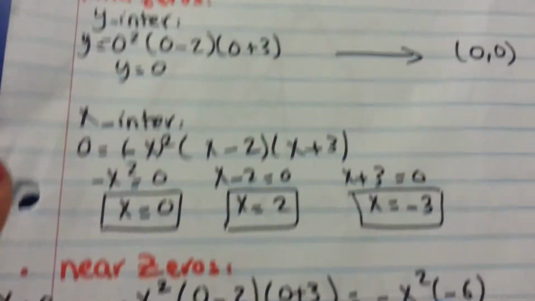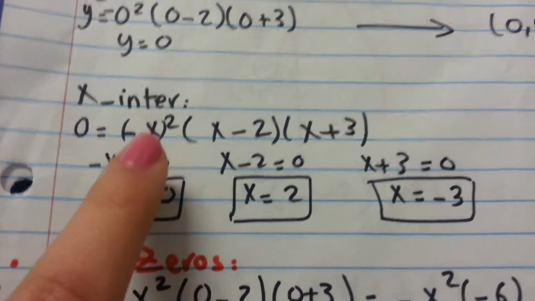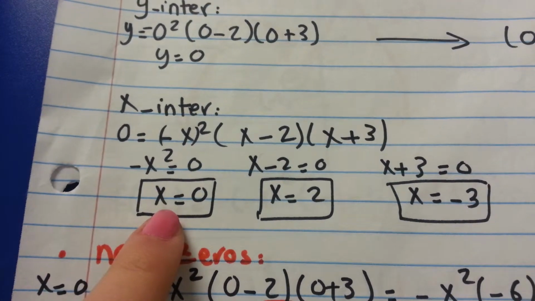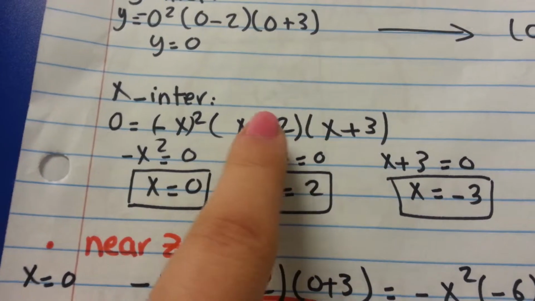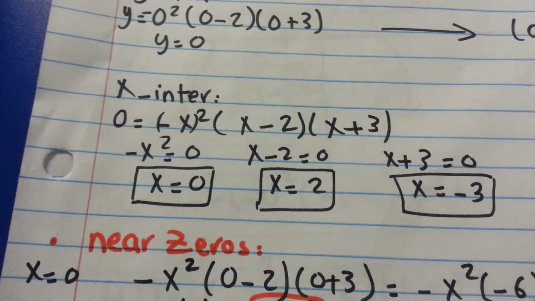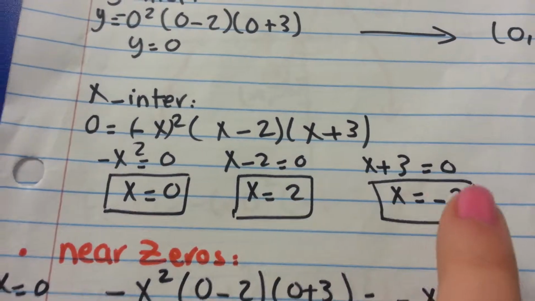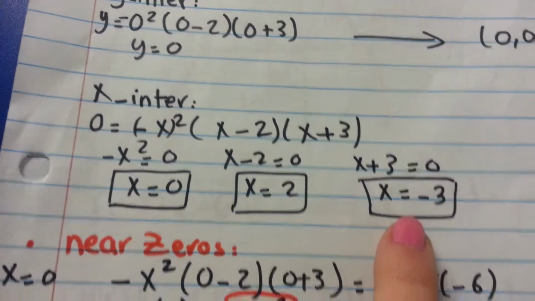The x-intercept: we set it equal to 0. So whatever is in there, we set equal to 0. When we set this equal to 0, you get x equals 0. And when we set x minus 2 equal to 0, we get x equals 2. And then x plus 3 equal to 0, you get x equals negative 3.